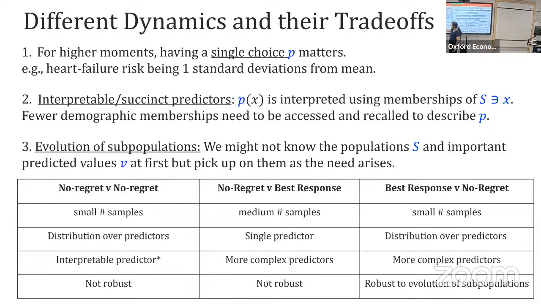And if that's something that you care about, then no regret versus no regret, even though it gives you a random predictor, it turns out that it's a much more succinct and therefore perhaps more interpretable way of thinking about your predictor. Whereas the other two dynamics are going to require more complex predictors, even if that predictor happens to be a single predictor rather than a distribution.